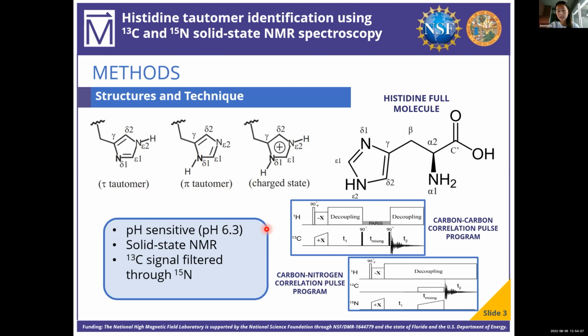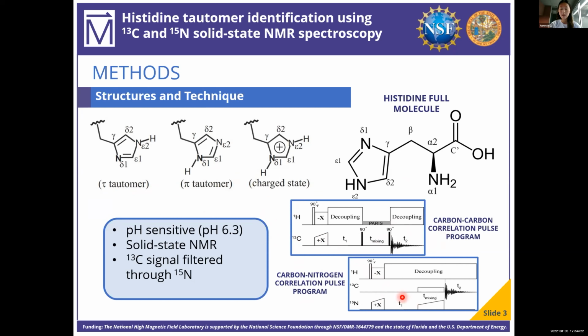And the technique we're using is solid state NMR. So these are the radio frequency pulse programs we're using. This is carbon-carbon correlation, so showing the connectivity between the carbons, and this is carbon-nitrogen. And here the carbon signal is filtered through the nitrogen signal, so we will only see peaks from carbons which are connected to nitrogen. So here is the data that we collected.